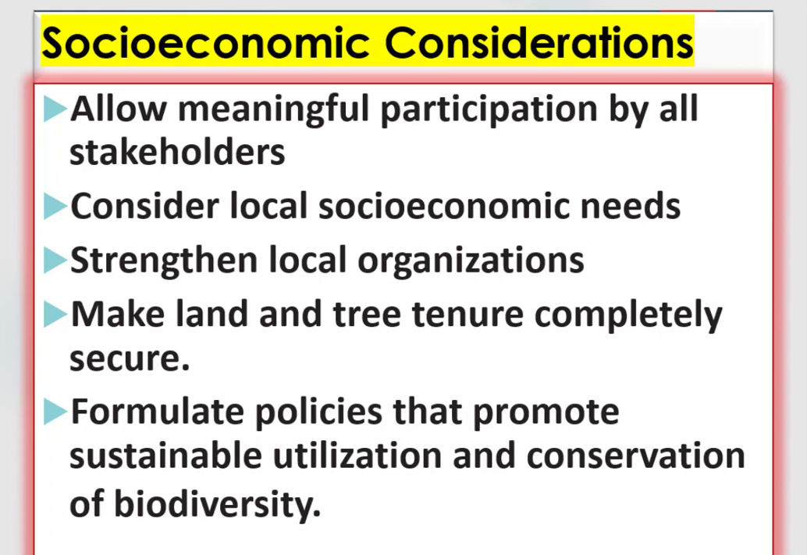When we come to socioeconomic considerations, the first one, allow meaningful participation by all stakeholders. These are people who have any interest in a particular course of action, including in decision making and implementation. Second, consider local socioeconomic needs in choices of approaches and options in matters impacting the local biodiversity. Third, strengthen local organizations. Fourth, make land and tree tenure completely secure. And lastly, formulate policies that promote sustainable utilization and conservation of biodiversity.